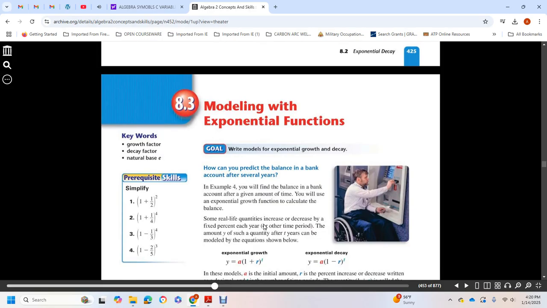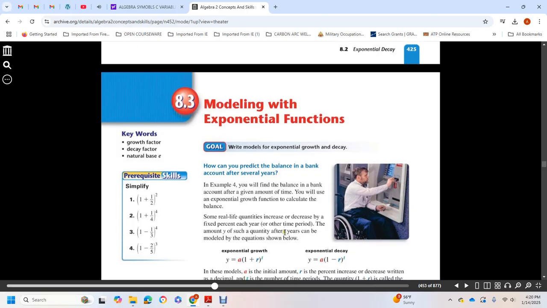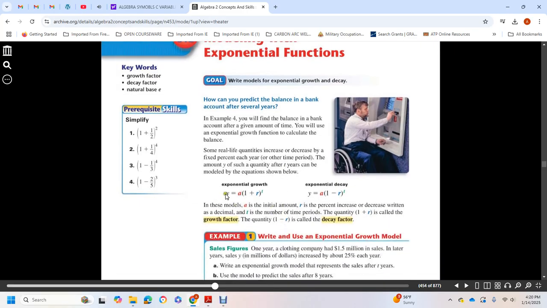8.3, modeling with exponential functions. Alright, you will use exponential growth functions to calculate the balance. Some real-life quantities increase or decrease by a fixed percent each year over time. The amount y, after t years, can be modeled with the following equations. Exponential growth: y equals a times 1 plus r to the t. Exponential decay: y equals a times 1 minus r to the t.